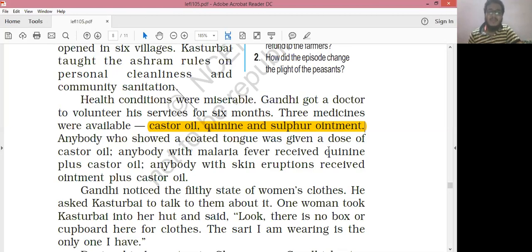So anybody with malaria fever received quinine plus castor oil. Anybody with a skin eruption received ointment plus castor oil. Castor oil was the common medicine, used in different ways. And that was Gandhi's system for developing that area.